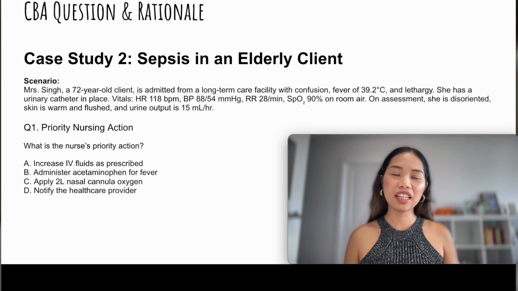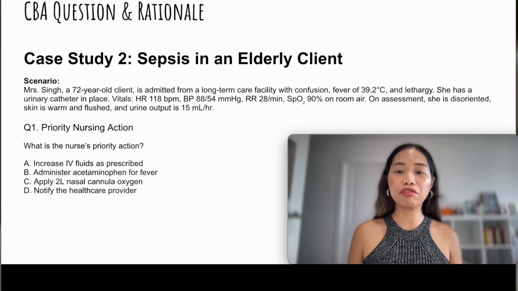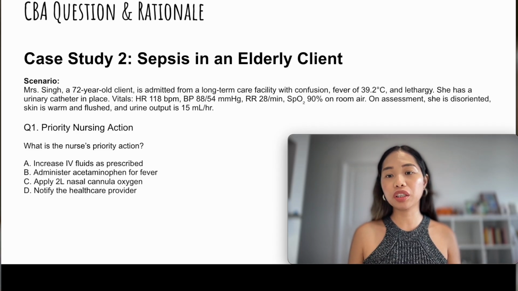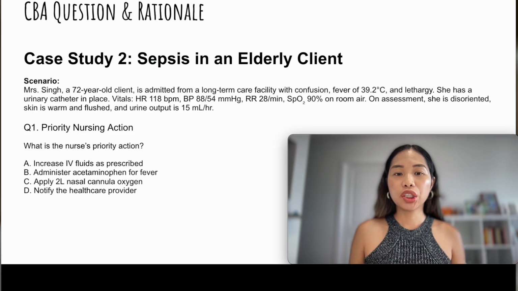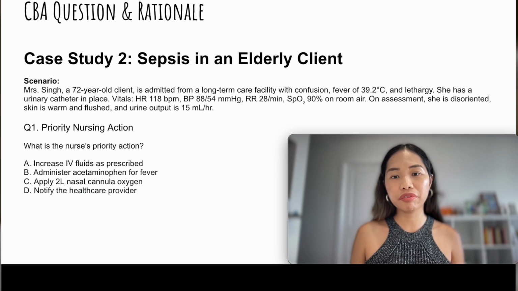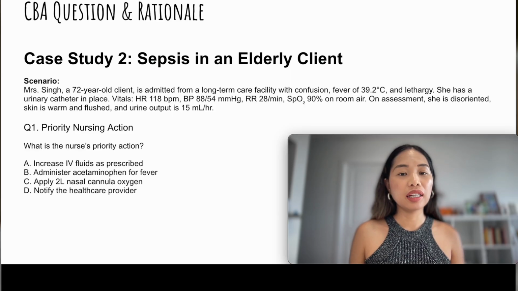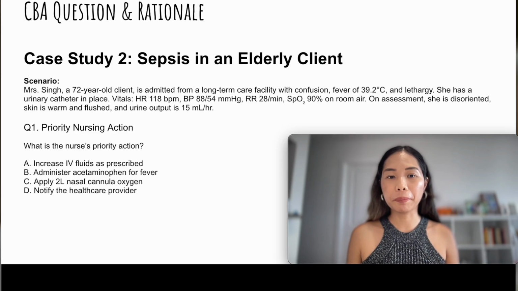For your next case scenario, you have Mrs. Singh, a 72-year-old client, admitted from a long-term care facility with confusion, fever of 39.2, and the patient is lethargic. She has a urinary catheter in place, vital signs: heart rate 118 beats per minute, blood pressure 88/54, respirations 28 per minute, SpO2 is 90% on room air. On assessment, the patient is disoriented, skin is warm and flushed, and urine output is 15 mL per hour.